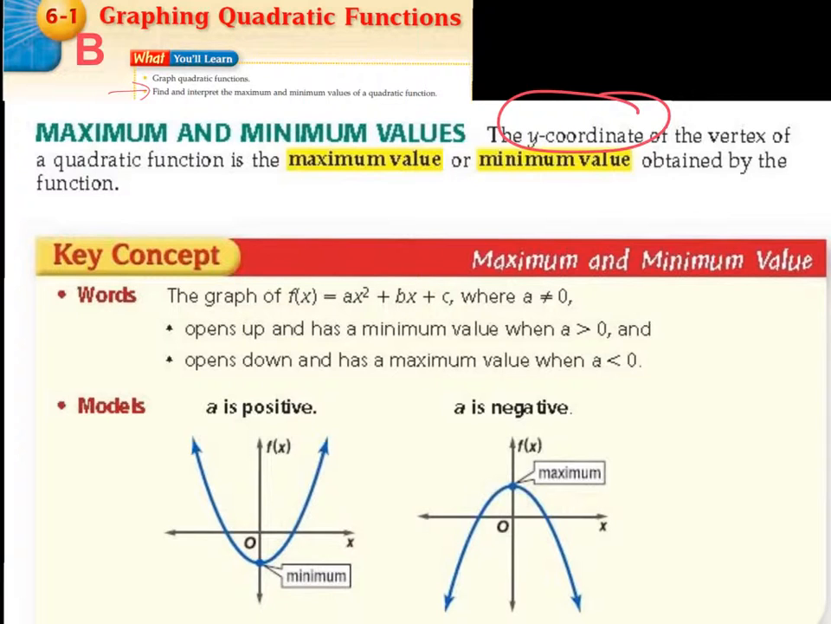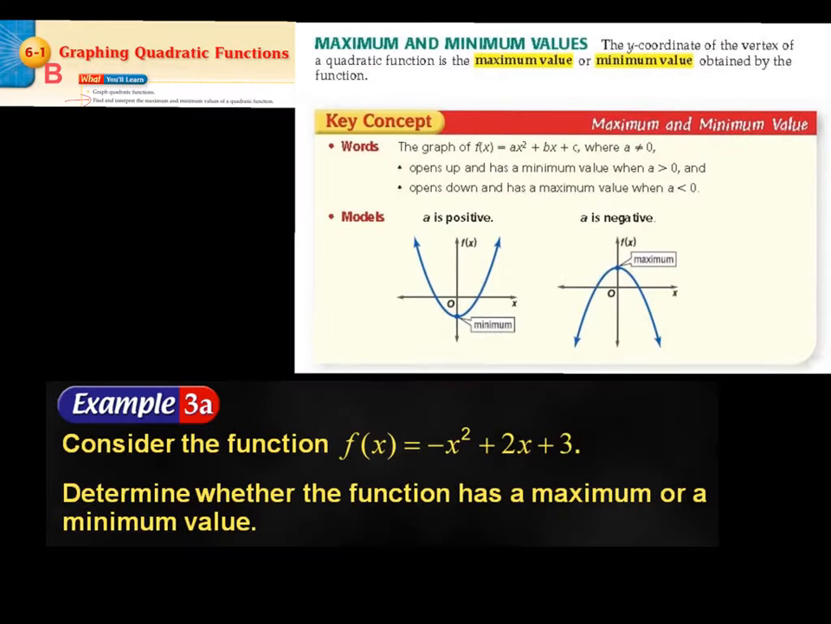The graph of f of x equals ax squared plus bx plus c, where a does not equal 0, opens up and has a minimum value when a is greater than 0, or positive, and opens down and has a maximum value when a is less than 0, or negative. So again, graphically, opening up, a is positive, so we have a minimum value. Opens down, so a is negative, so our vertex is a maximum value.